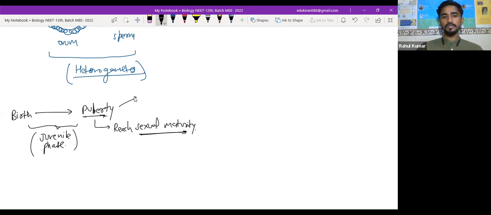When does puberty reach in males? When do human males reach puberty? At what age? No one? 13 to 15 years. Okay. And when do females reach puberty? Females. Human females. 11 to 13 years. Okay.